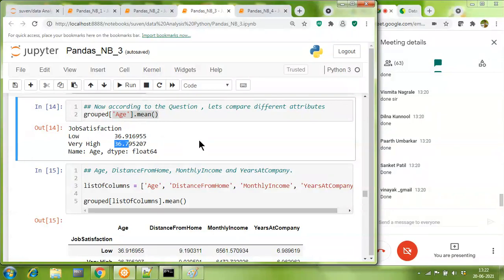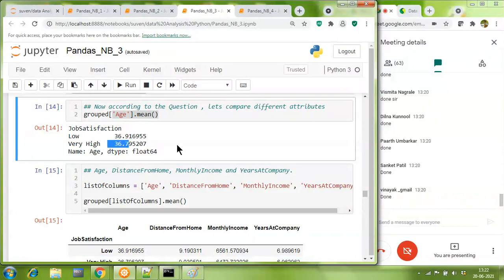36.7 is the average age of those 459 people who belong to the group very high. So obviously in this way I can compare that age is not a factor of people feeling dissatisfied or satisfied on the job. That's definite because this data set indicates that people in low job satisfaction and high job satisfaction both have similar age values. It's not so that people in low job satisfaction are in their late 40s and people in very high are in their early 30s.